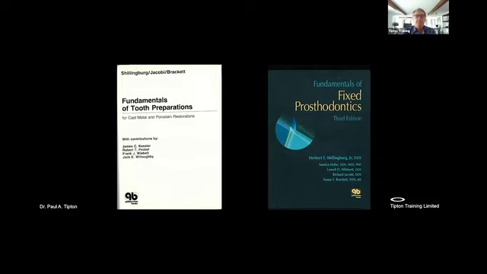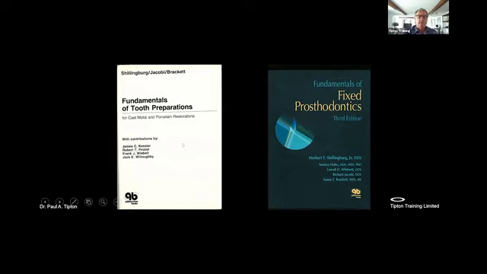There are two books here which I would suggest that, if you want to improve your tooth preparation, you go out and borrow, beg, steal, buy. Both are by Schillingberg, the guru, the master of tooth preparation. He's written the definitive book and the definitive texts, scientific papers on tooth preparation. The two books are Fundamentals of Tooth Preparation and also Fundamentals of Fixed Prosthodontics.